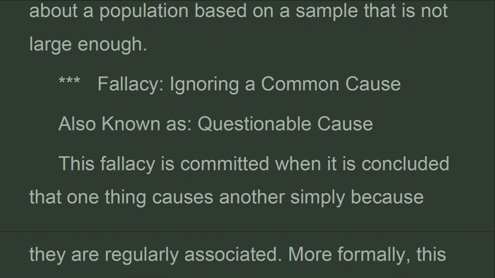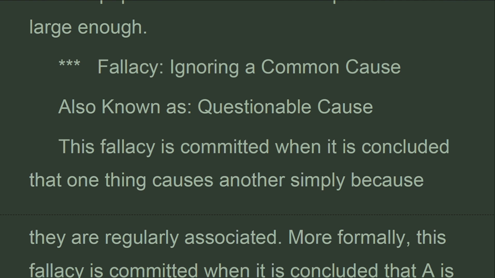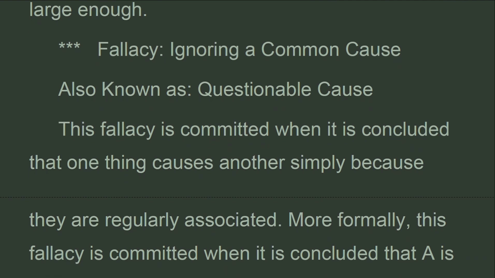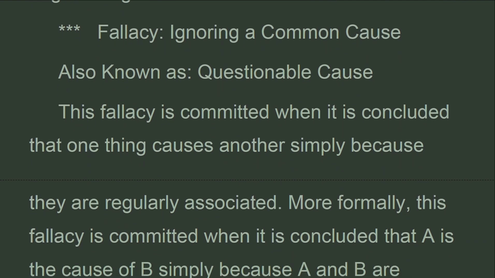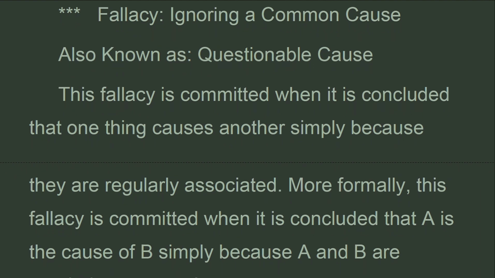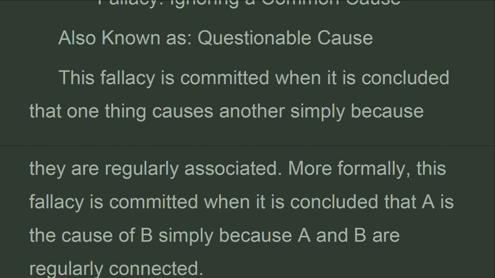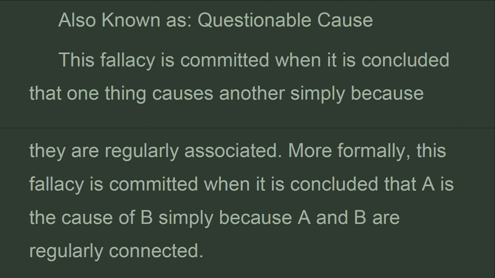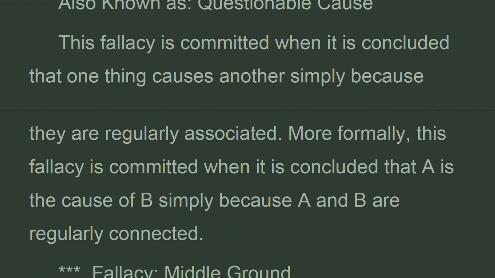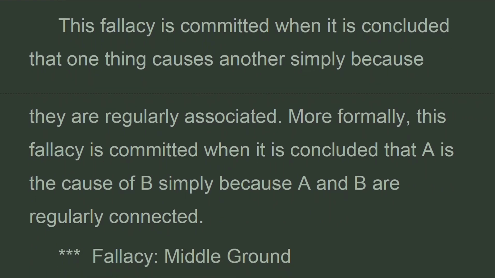Fallacy: Ignoring a common cause. Also known as questionable cause. This fallacy is committed when it is concluded that one thing causes another simply because they are regularly associated. More formally, this fallacy is committed when it is concluded that A is the cause of B simply because A and B are regularly connected.